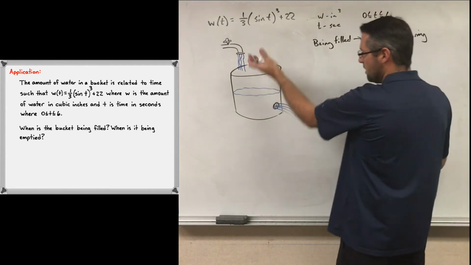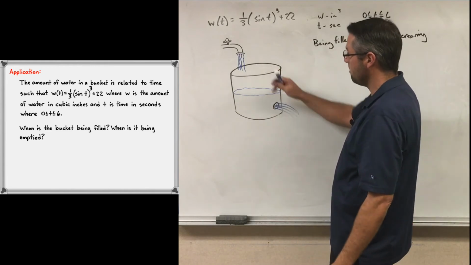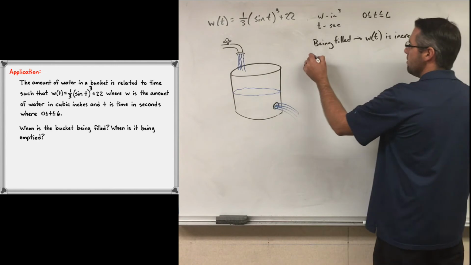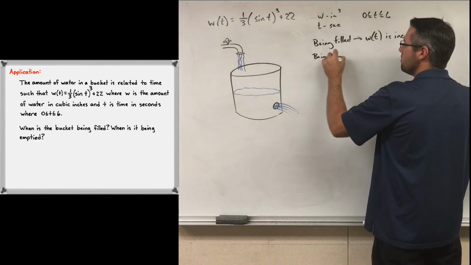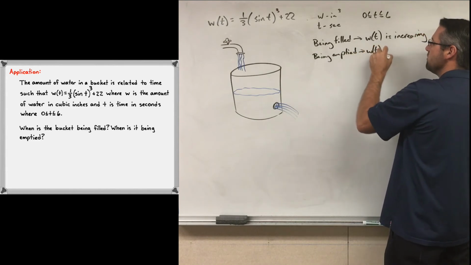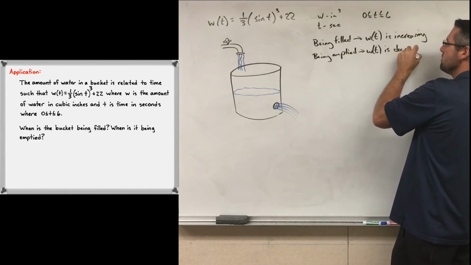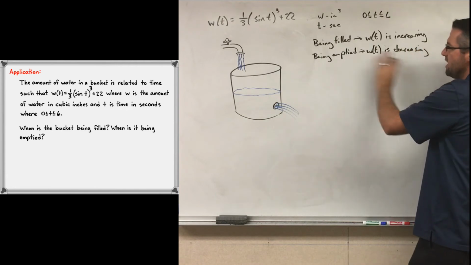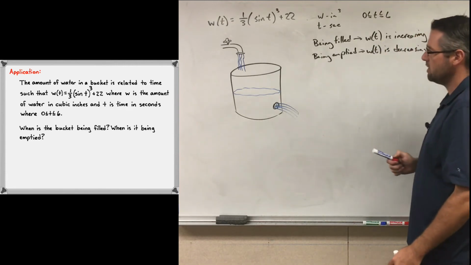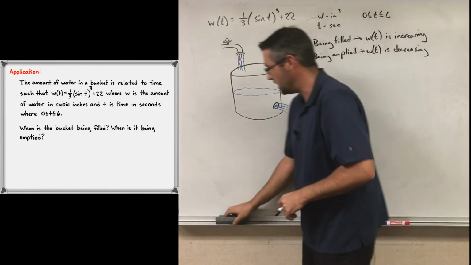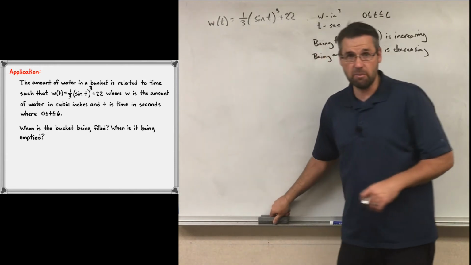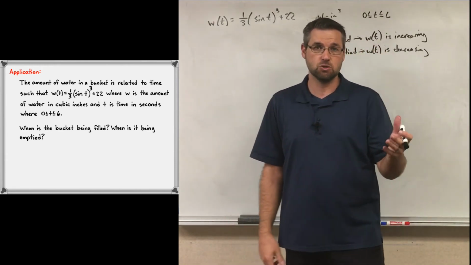If the bucket's being filled, that makes sense that there's more water in the bucket, so the amount of water is increasing. And then being emptied, we would say that is when W of t is decreasing. Okay? So that's the question. When is W increasing? When is W decreasing? Okay, so I'm going to go ahead and get rid of this, and I want you to recall that relationship between a function and its derivative.